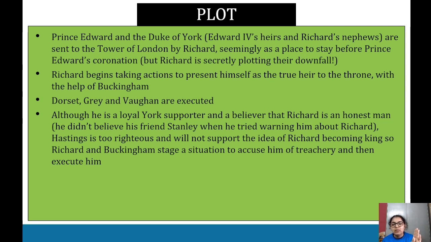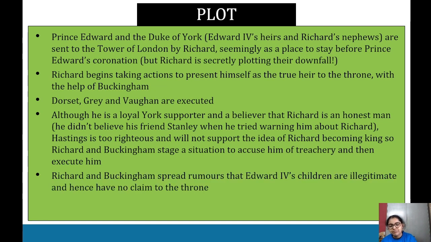But Hastings is too righteous. He does not want that, right? Even though Hastings has already been warned by his friend Stanley that Richard isn't a good man, Hastings still trusts Richard, but he doesn't want Richard to be the king. So seeing that Hastings is an obstacle in the way, Richard also executes him.